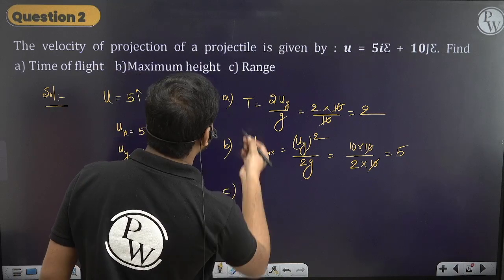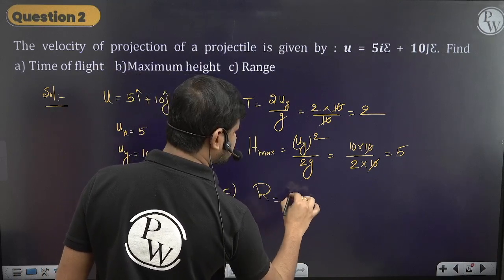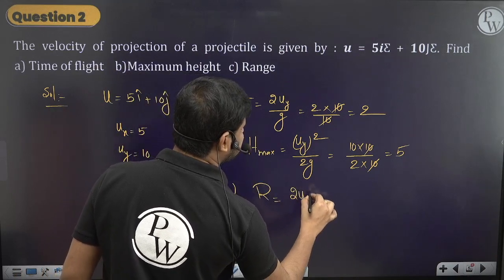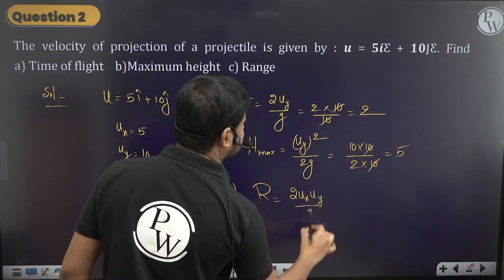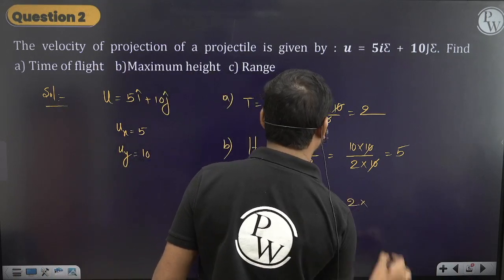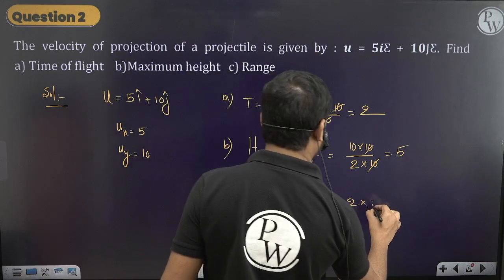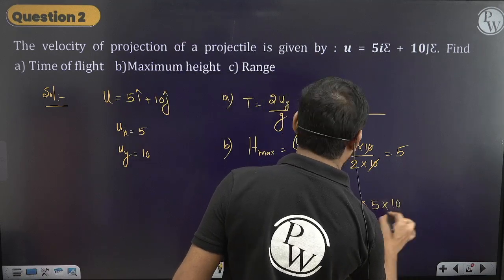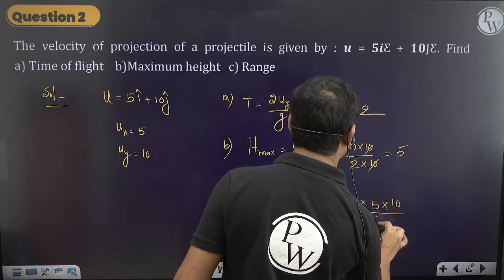Then C, that's the range. The range is equal to 2 ux uy by g. So 2 into, what is ux? 5. And what is uy? 10 by g. What is g? 10.